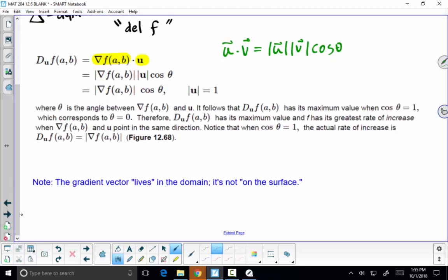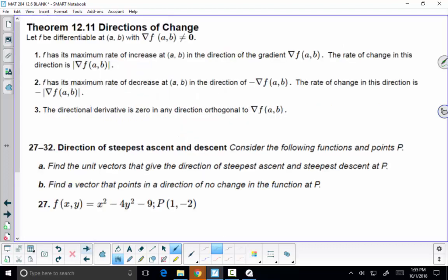Okay, so the gradient lives in the domain. It's not on the surface. The surface is up here. Down there is the domain with u and del f. They're down in the domain, not on the surface.